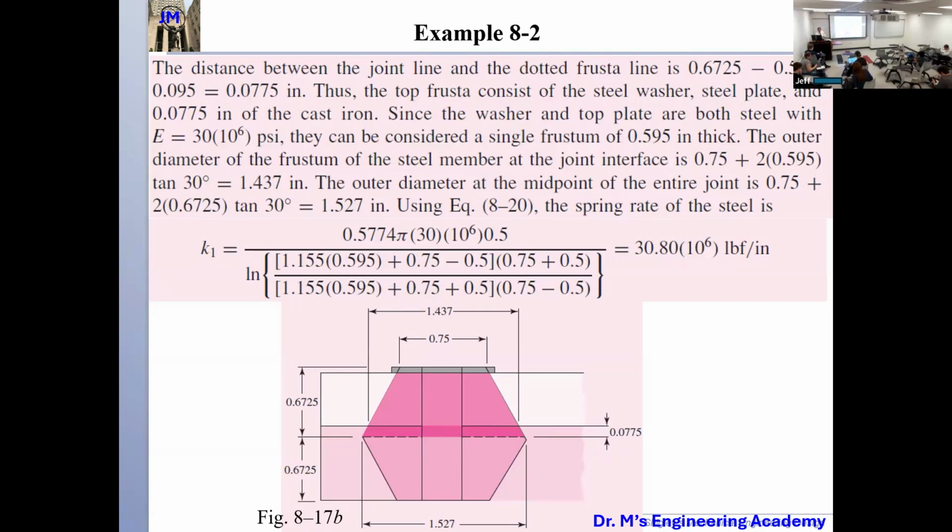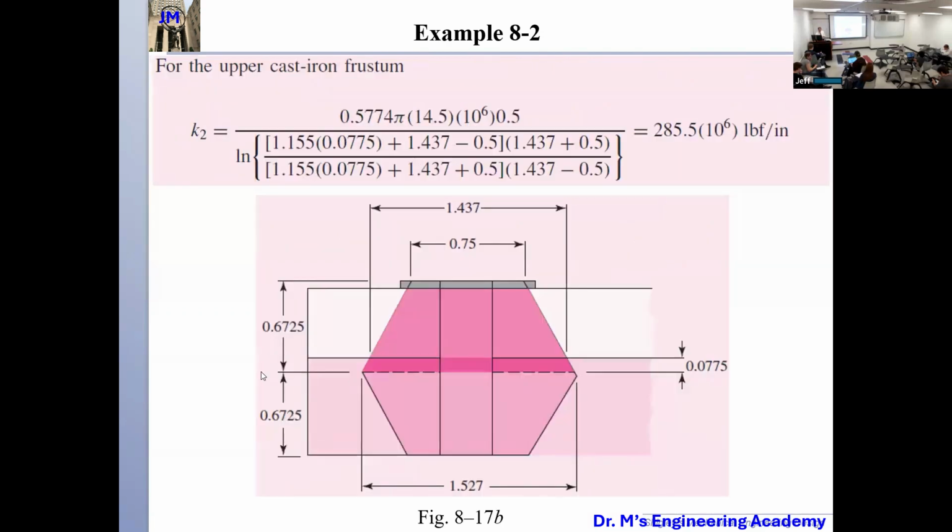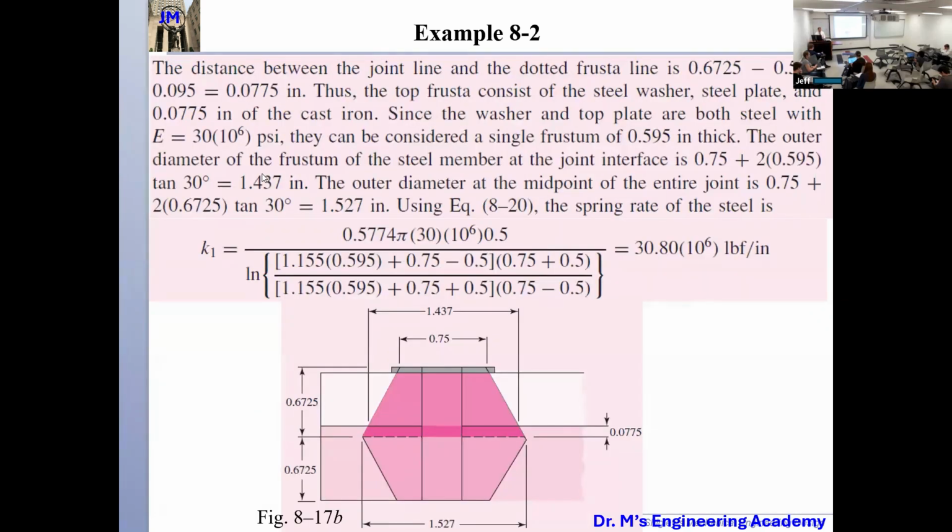So, that will be the cast iron, which is another material. You can see the upper cast iron thruster here, it equals 1.437. So this value. Are you guys following me? This is very tedious. There are a lot of details here, right?